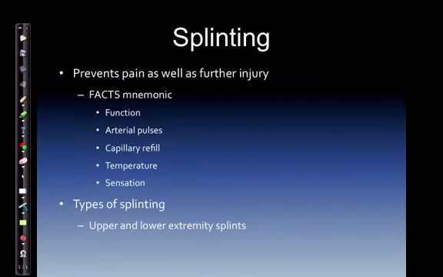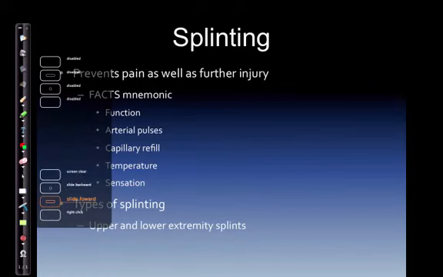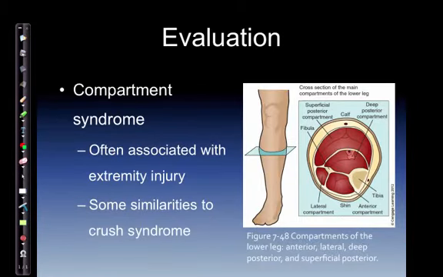In splinting, splints prevent pain as well as further injury. The mnemonic on this is going to be a FAX mnemonic. It helps with function. We should check for arterial pulses, capillary refill, temperature, and sensation, always, whenever it's in the splint. Types of splinting are going to be twofold, upper and lower extremity. On evaluation, we should always keep in the back of our mind compartment syndrome, often associated with an extremity injury. Some similarities to a crush injury.